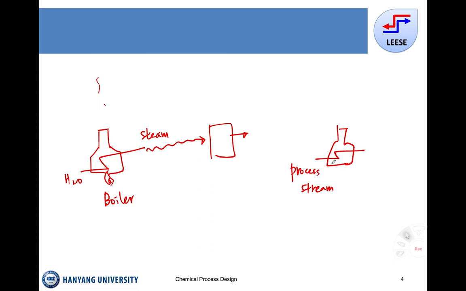The other one is the process stream is directly connected or linked with the boiler. So that is called the furnace. Then the process temperature is increased through the burning of the fuel. So this is a direct heating. This is a kind of indirect.